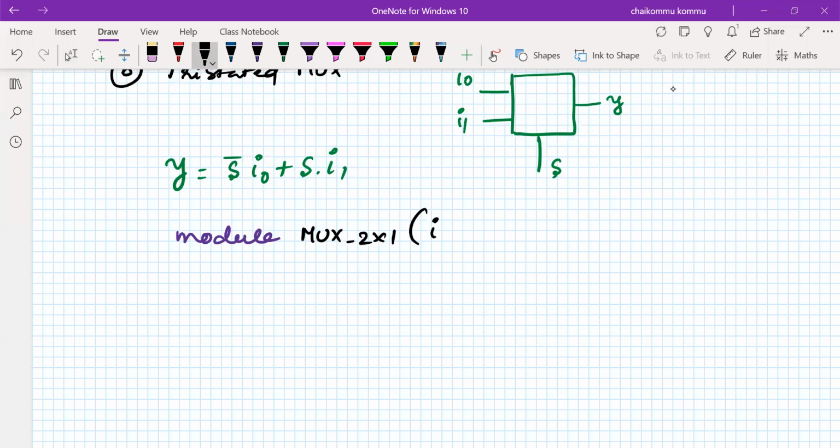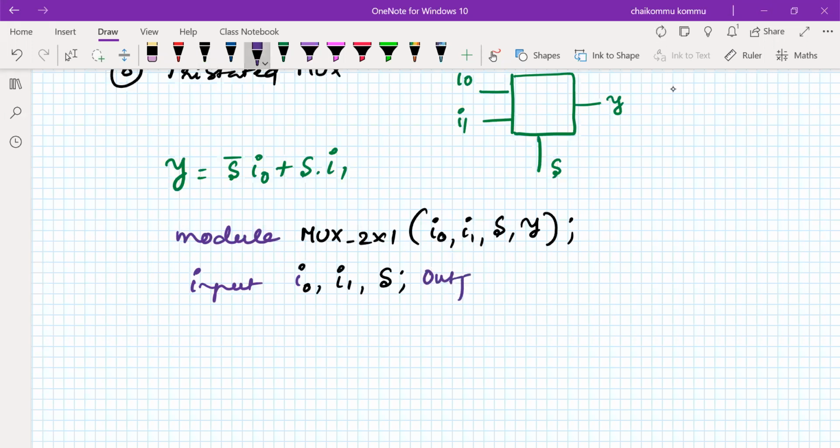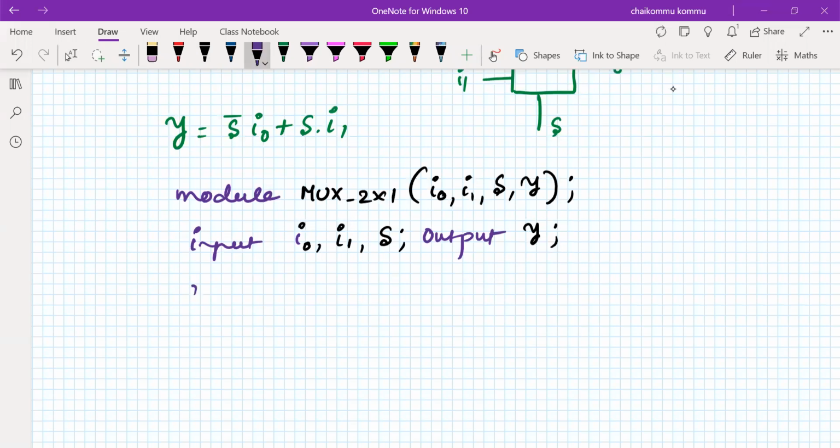So what are the things there? I0, I1, S, Y. In this, the inputs are I0, I1, S, and the output is Y. Okay, what is the mathematical equation?